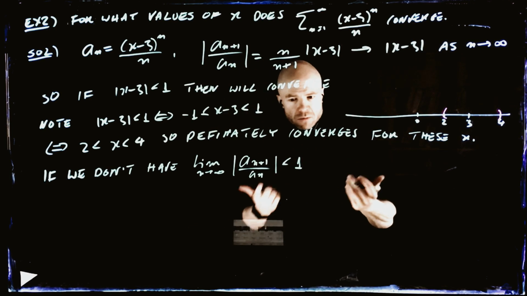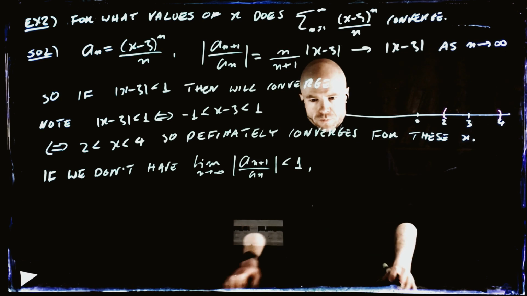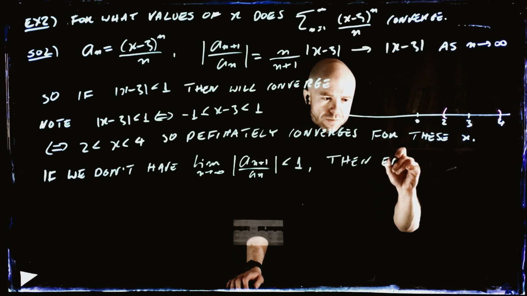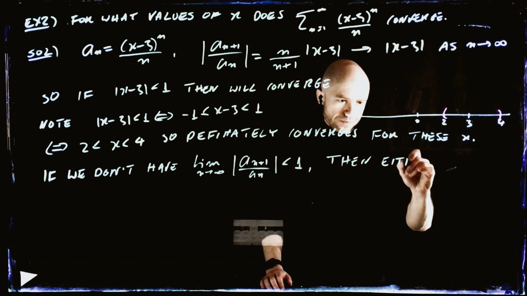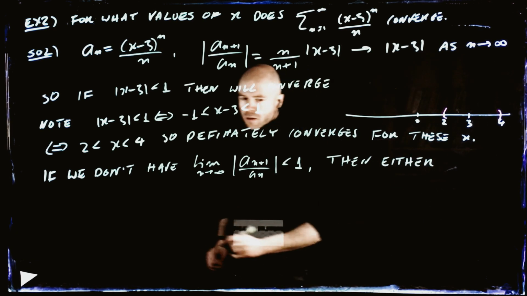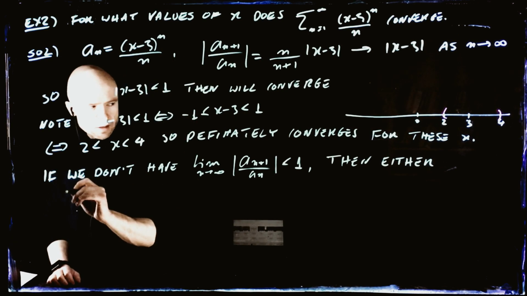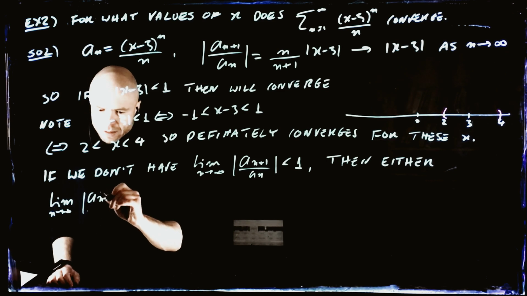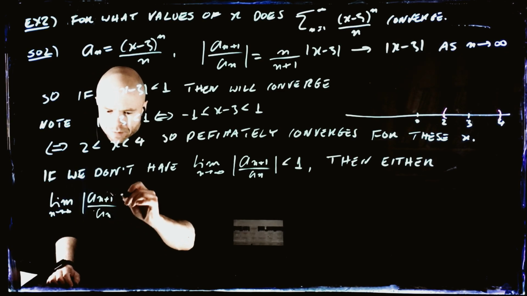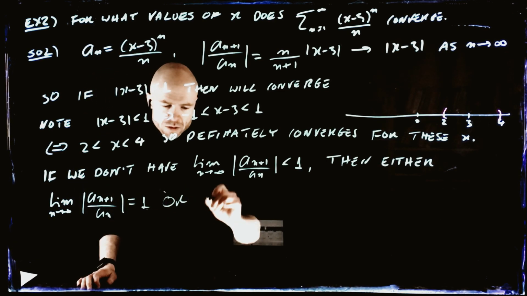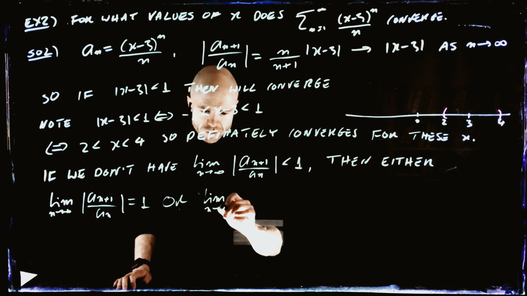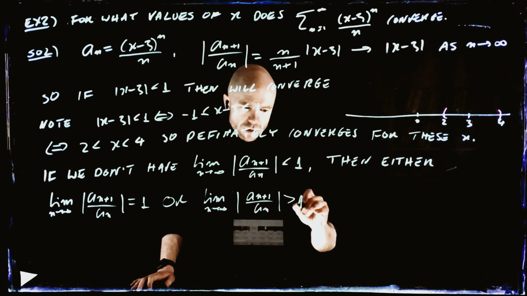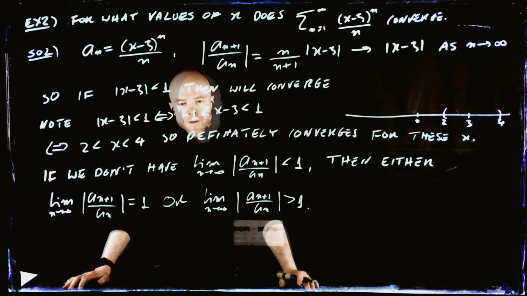then logically, what do we have instead? What are the possibilities if that's not true? Come on. Perfect. Then either the limit as n goes to infinity of a_(n+1) over a_n equals 1, or the limit as n goes to infinity of a_(n+1) over a_n is bigger than 1. Okay, what do we know in these situations?